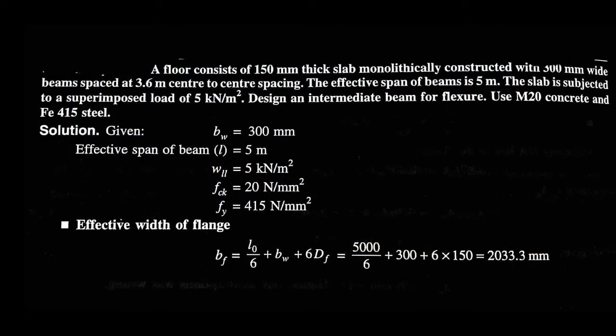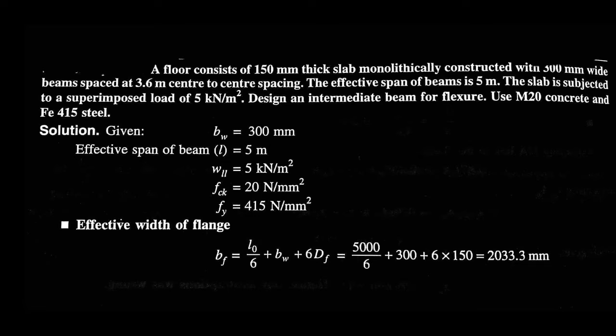First of all, let's check the problem. Let's read out. A floor consists of 150 mm thick slab monolithically constructed with 300 mm wide beams spaced at 3.6 meter center to center spacing. The effective span of beams is 5 meter. The slab is subjected to superimposed load of 5 kN per meter square. Now design an intermediate beam of flexure. Use M20 concrete and Fe415 steel.